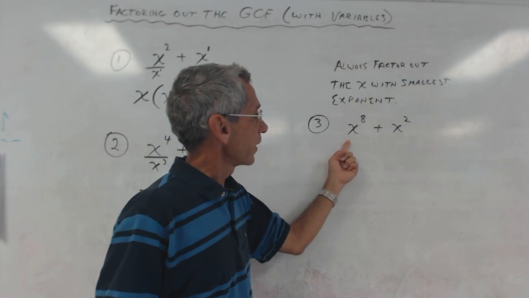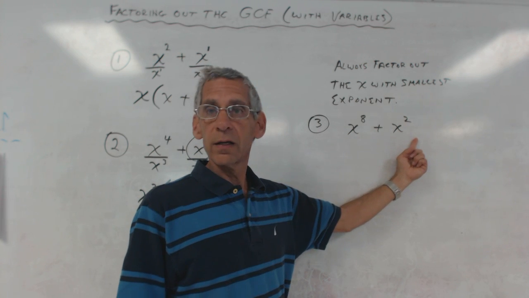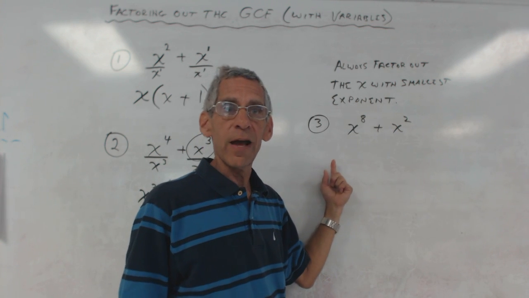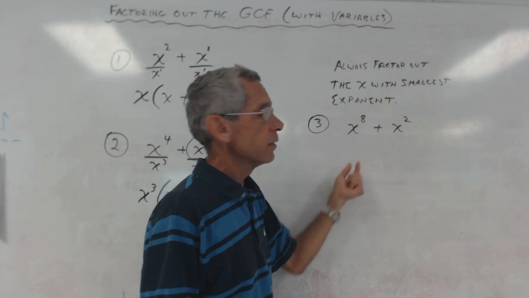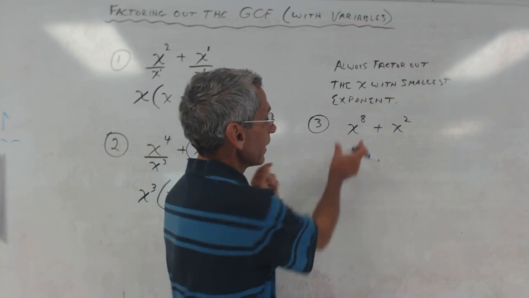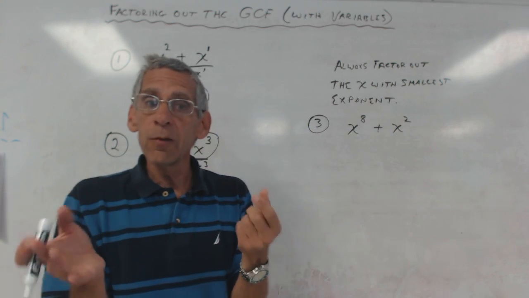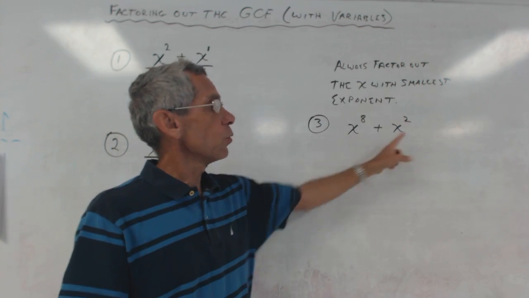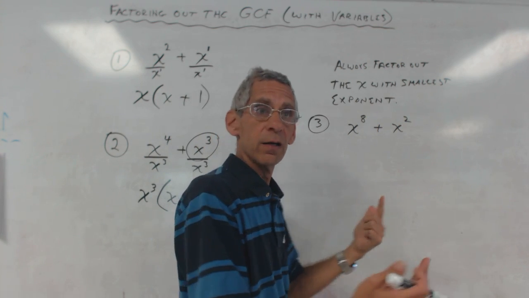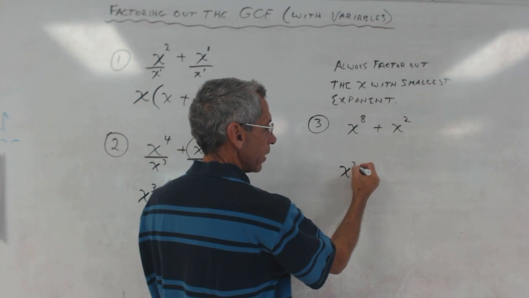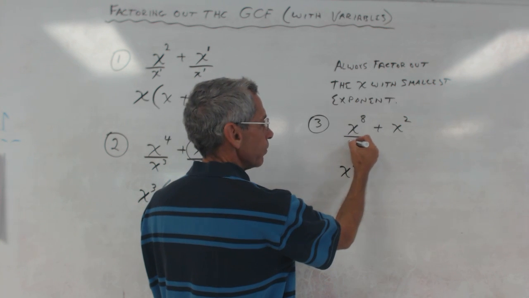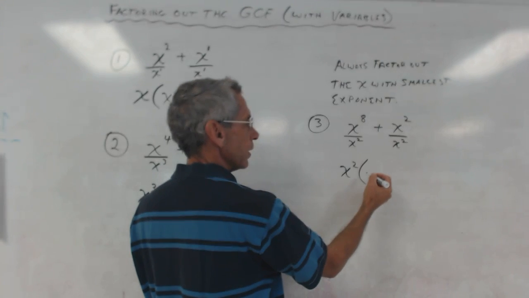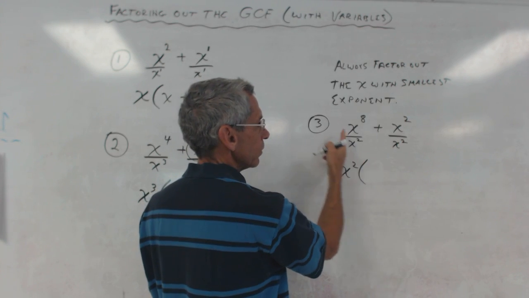So let's look at this one: x to the 8th plus x squared. What's my largest, greatest common factor? It's got to be either this one or this one, that's it. Variables are actually easier than the numbers, because you don't have to think of anything, it's just the one with the smallest exponent. So it's x squared. Immediately put x squared, parenthesis, and then I'm going to just divide both of these by x squared. And what does that give me? X to the, what would this be?